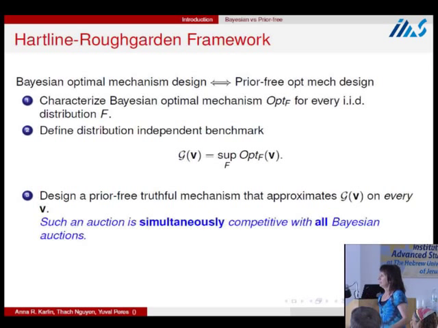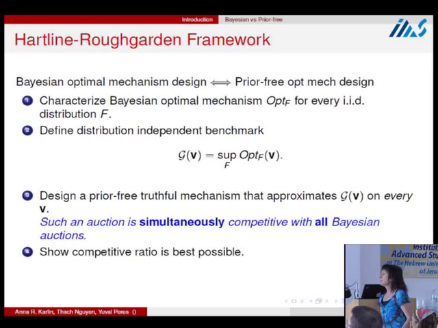The really great thing about this is it connects us to the economic results, and it allows us to say, if you can compete with this, then your auction is simultaneously competitive with all Bayesian auctions. In fact, it's better than any Bayesian auction, because it's point-wise competitive with the best Bayesian auction for that input. Okay. And then they suggested that you get the best possible competitive ratio, which no one ever does.